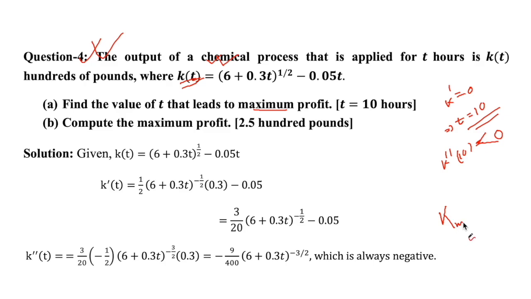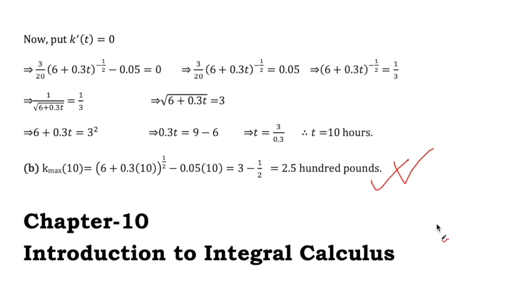K max for t equal to 10 is equal to 2.5 hundredths pounds. If you put t equal to 10 in this function, then you will get maximum profit.